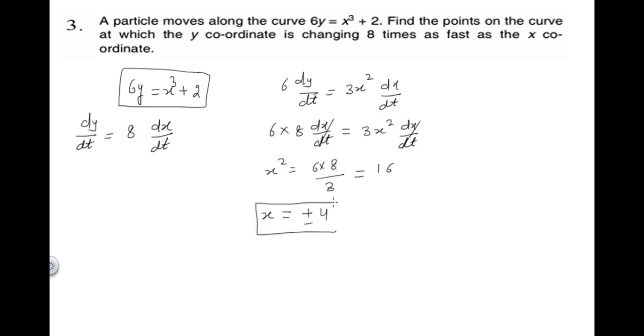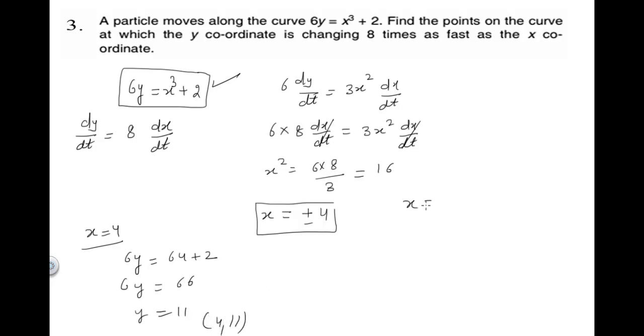We have two values of x. Using these values of x, we can find out the y coordinate by putting the value of x here. So we have 6y equals, if we put x equals 4, 4 cube as 64 plus 2. So we have 6y is equal to 66. So y is equal to 11. So one of the coordinates is 4, 11.